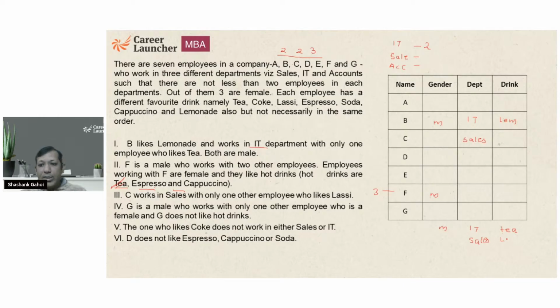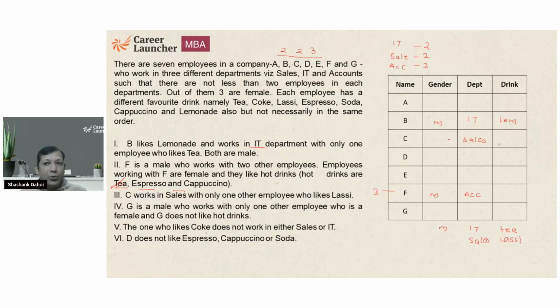So from this statement, I can deduce that in sales also there are two people. So in accounts, there are going to be three people. So F belongs to which department? That is going to be accounts. Okay, so this is what I got. So this is what is clear with me.